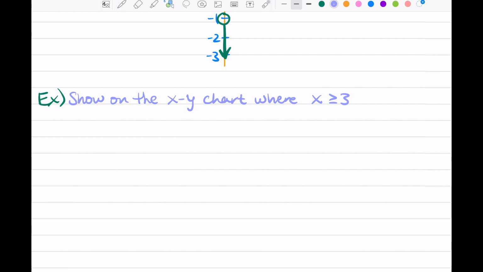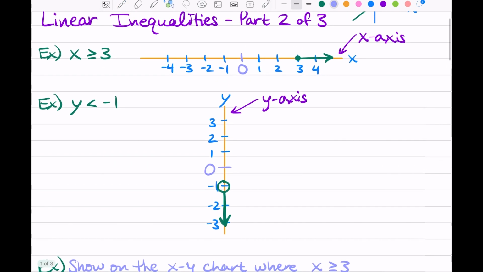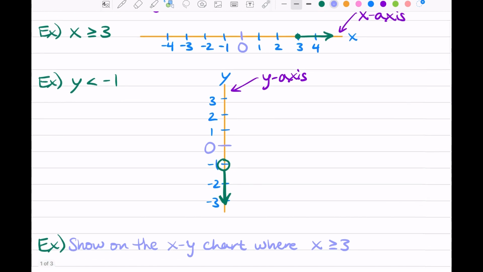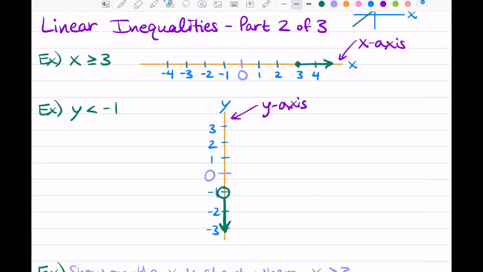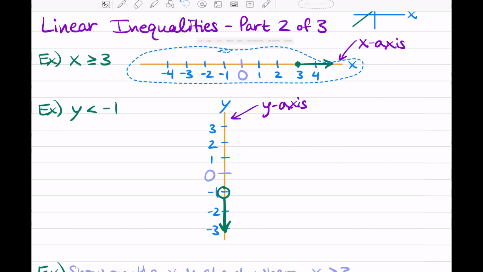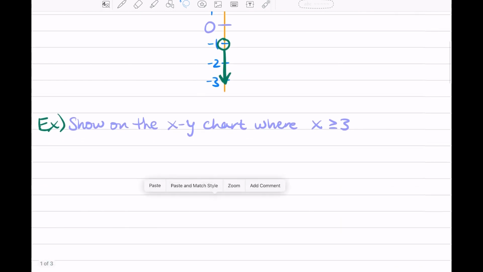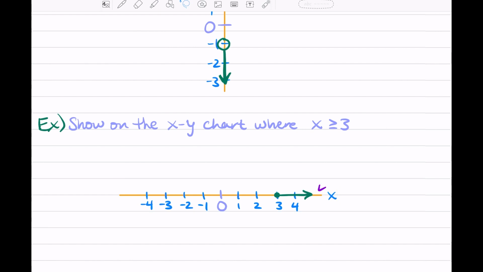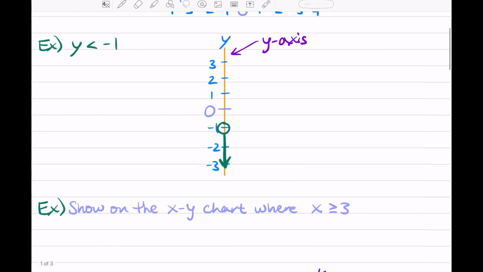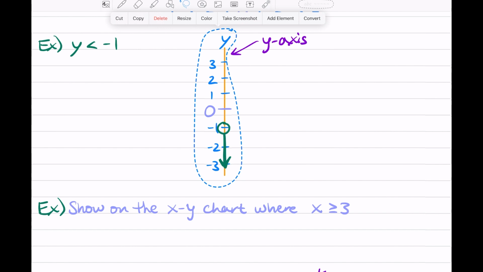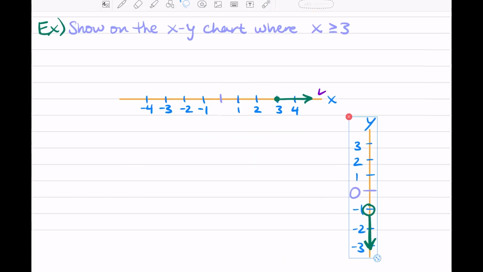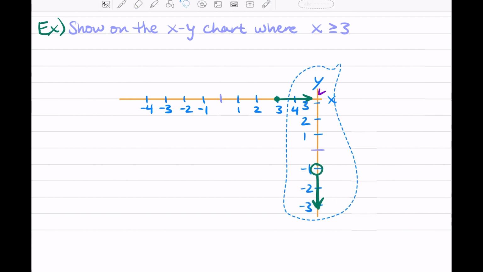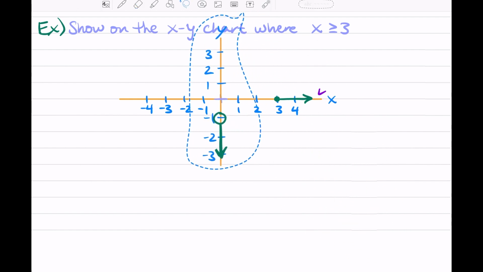Okay, so we're going to have an xy chart, and it's essentially going to combine these two. We had an x-axis and a y-axis, so now we're going to combine the two. So how about I just combine them? And when you combine an x-axis and a y-axis, you get our xy chart. Let me get rid of that 0 for a second. Okay, and they fit right on top of each other, and we get our xy chart.